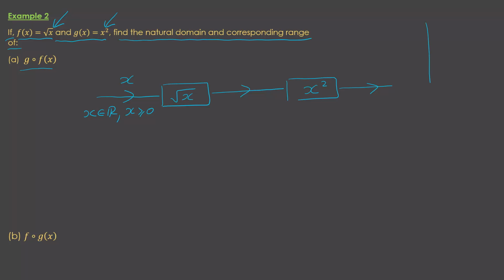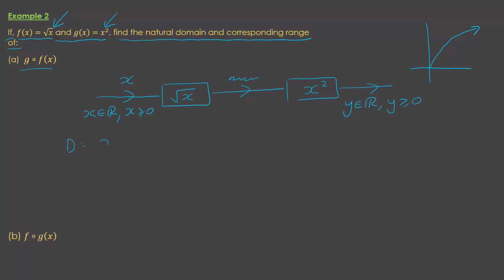When we square root, if we think about the square root function, the output from that is also real numbers greater than or equal to 0. So that's what's going to end up here. And those can all go into x squared. And if we square real numbers greater than or equal to 0, then what we'll get as output are numbers that are greater than or equal to 0.